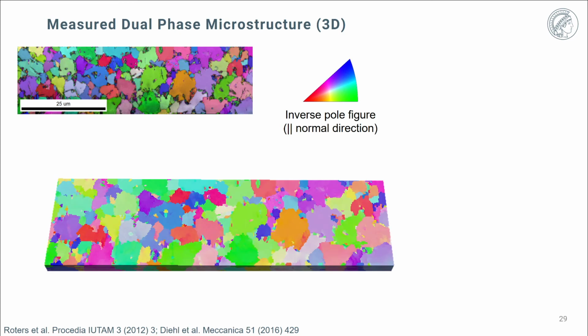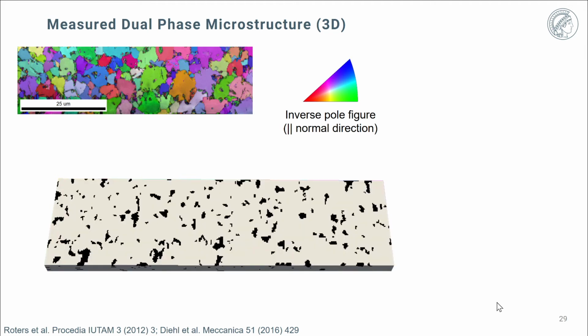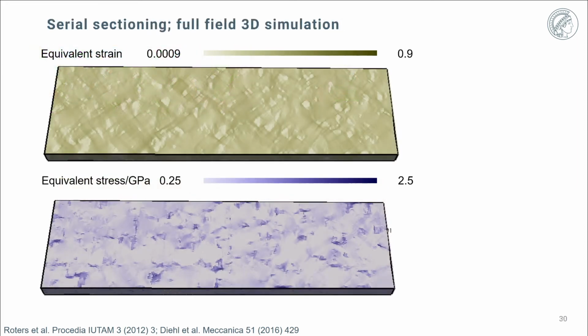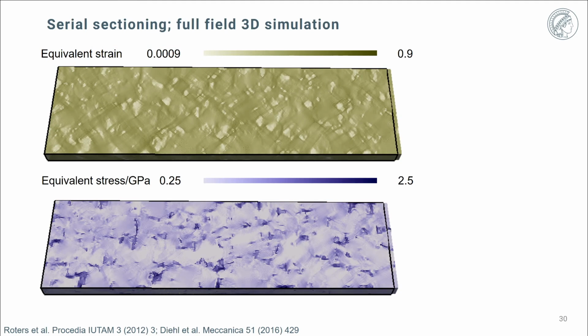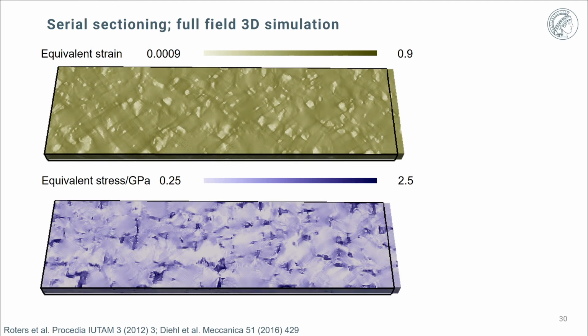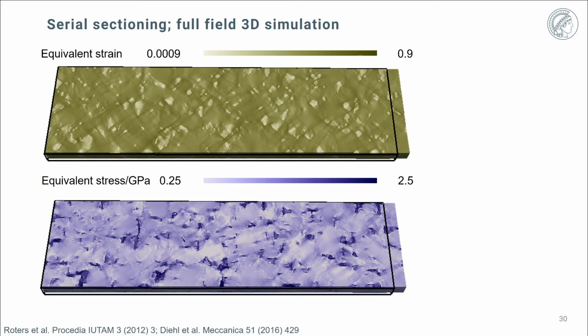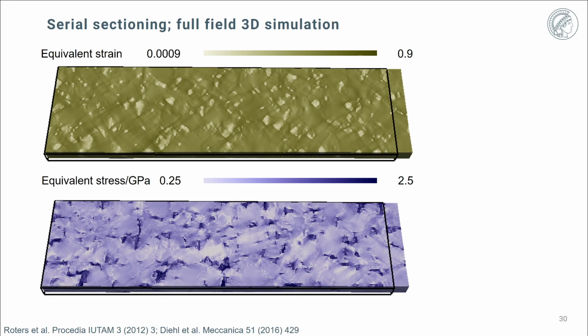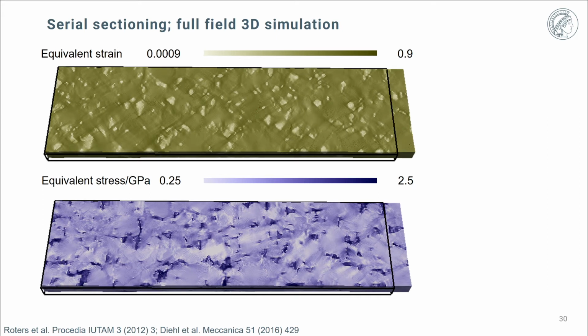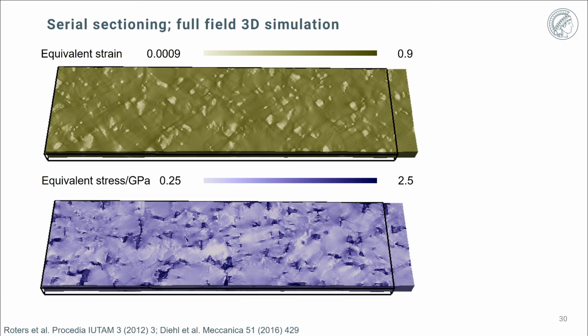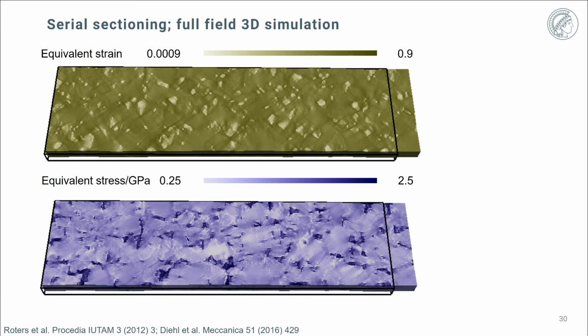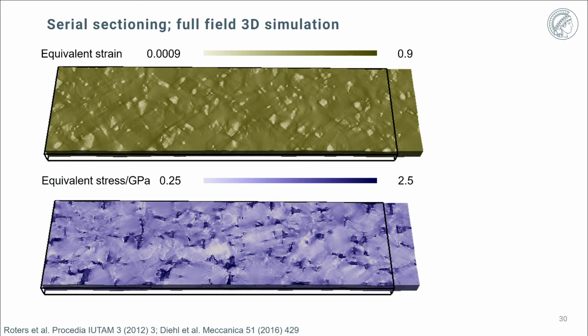Now here you see such a 3-dimensional data set taken in the way that I've just shown you before. And here is a corresponding digital map that we created from it, of course, plus the corresponding orientations of the ferrite, but also with a full appreciation of the positions of the martensite. And now this is subjected to a corresponding FFT spectral solver calculation with the DAMASK software, and you get a much higher fidelity simulation of the corresponding equivalent strain and equivalent stress.